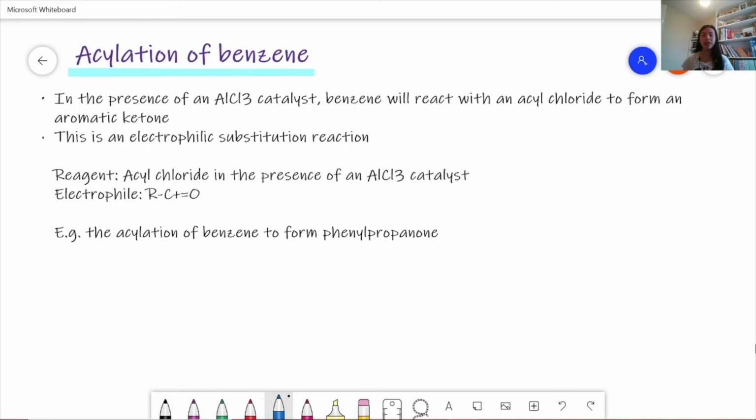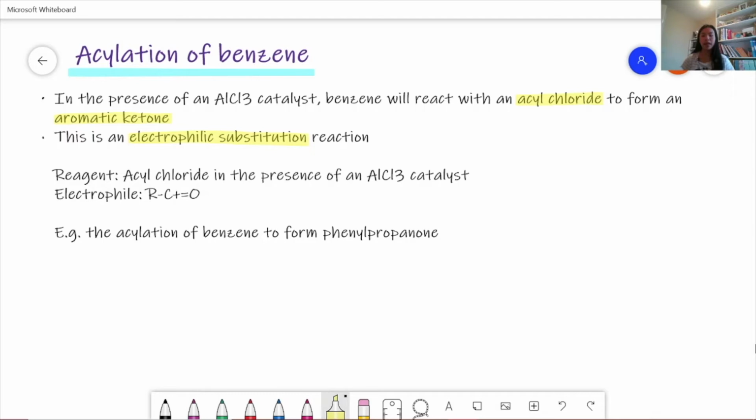So in the presence of an aluminium chloride catalyst again, benzene will react with an acyl chloride, so this is an acid derivative, to form an aromatic ketone, so a ketone with a benzene ring. And this is an example of an electrophilic substitution reaction again. And the reagent we use is an acyl chloride in the presence of an aluminium chloride catalyst, and the electrophile is this RC=O+ ion.